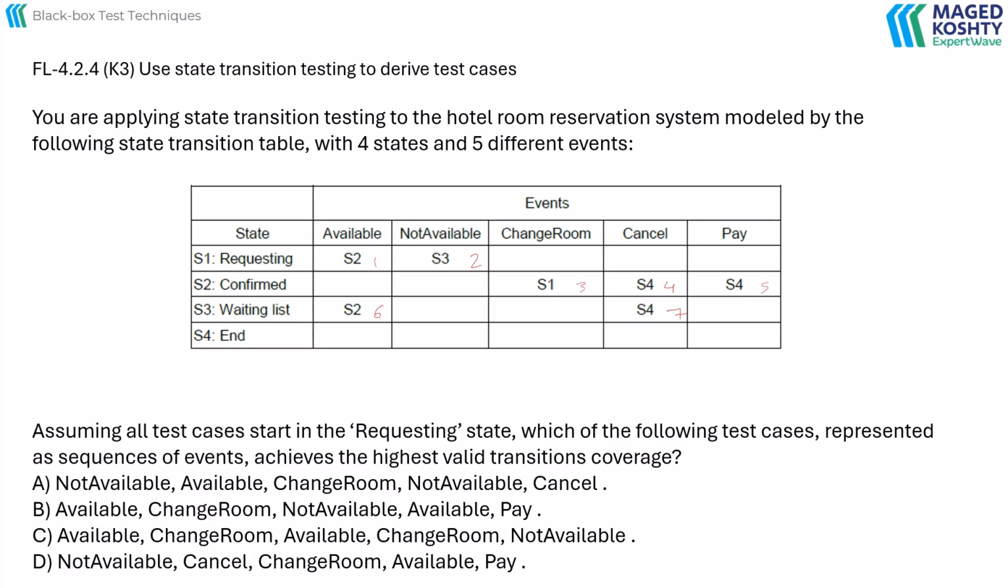S1, requesting. A: S1 not available leads to S3. S3 available leads to S2. S2 change room leads to S1. S1 not available leads to S3 again. S3 cancel leads to S4. This test case covers 4 transitions.